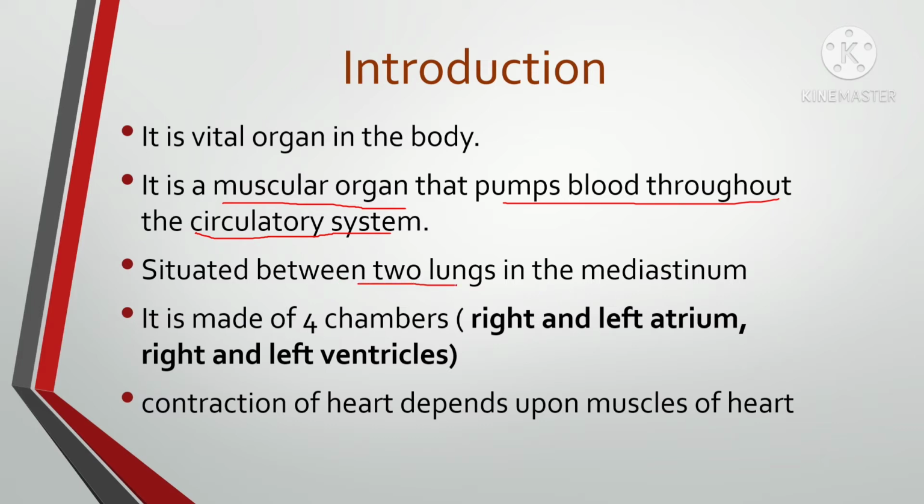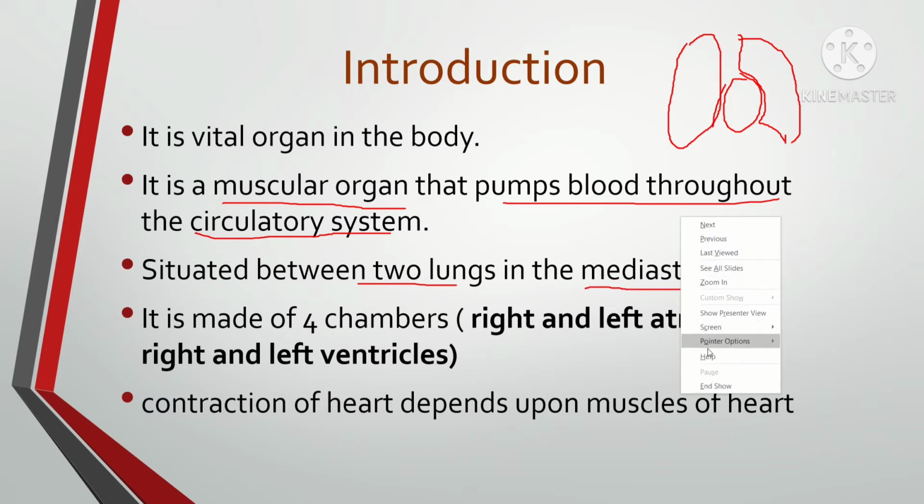It is situated between the two lungs in the mediastinum. Everyone knows we have a right lung and a left lung, right? Suppose this is the right lung, and this is the left lung. Now the left lung has a slight depression here. Why? In order to accommodate the heart. Our heart is not situated towards the end of the left side. It is situated slightly to the center in this region. You can see this is the region of the heart, and the region where it is situated is called the mediastinum.